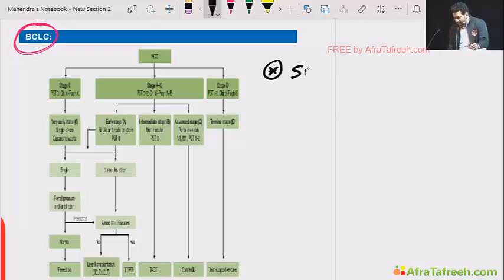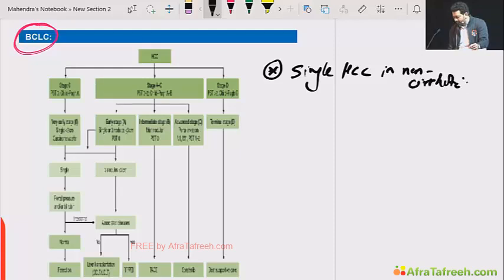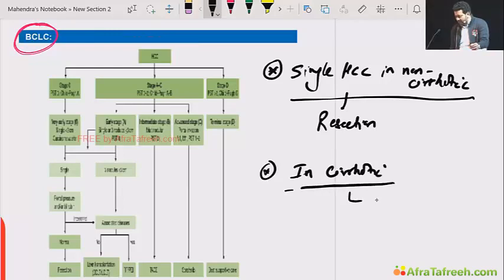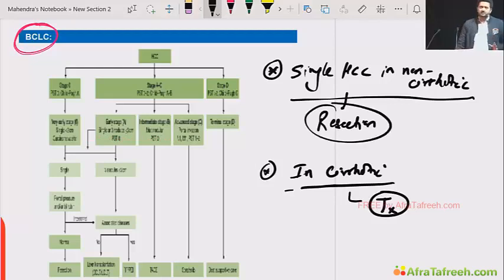So if there is a single HCC in a non-cirrhotic liver, the first line treatment is resection. And if it is a cirrhotic liver, the first line treatment is transplant. Okay, non-cirrhotic liver: resection is the first line treatment. Cirrhotic liver: transplant is the first line treatment.